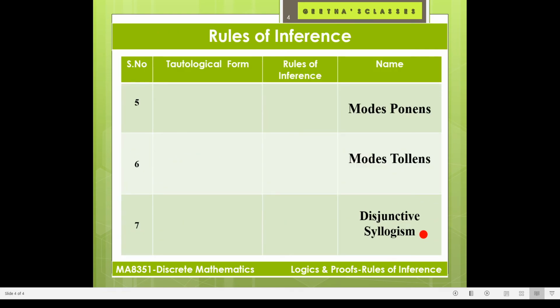Next rule is modus ponens. Here P and P implies Q can be written as Q. In the rules of inference form, you are combining P with P implies Q. If you combine these two, P gets cancelled, and you get the answer Q. That rule is modus ponens. Often we use modus ponens and modus tollens in problems.